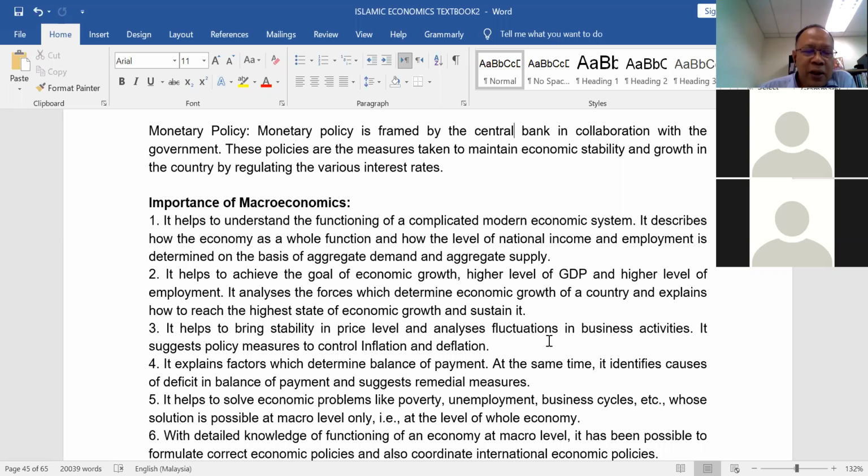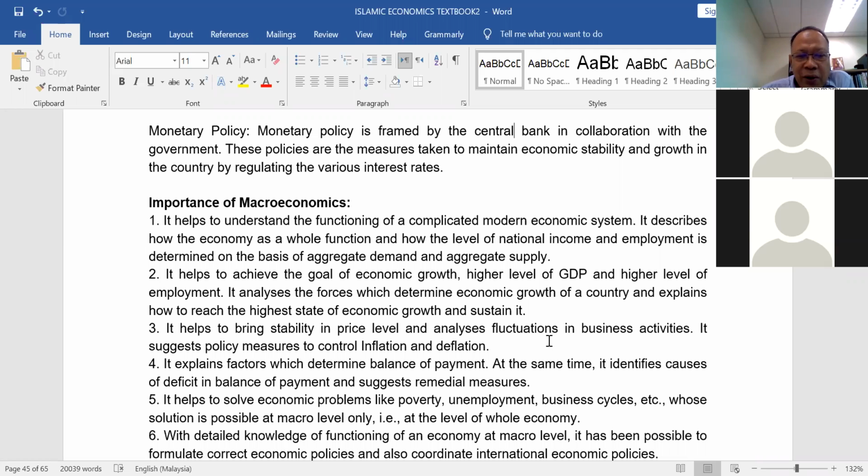All right. So number three, it helps to bring stability in price level because the objective of macroeconomics is to make sure the price stability could be maintained. So we want to fight the continuous increase in the aggregate price. We want to fight inflation, right?